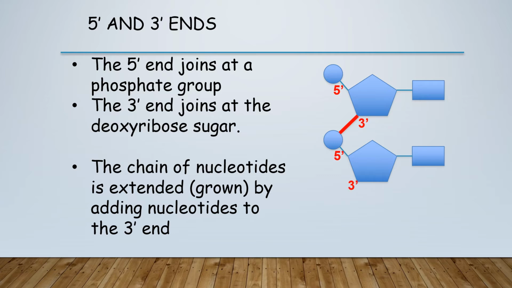We still have then a free 3' end at the bottom there. That is ready then to join to the next nucleotide that's going to come up and join again to create a third nucleotide in our strand.